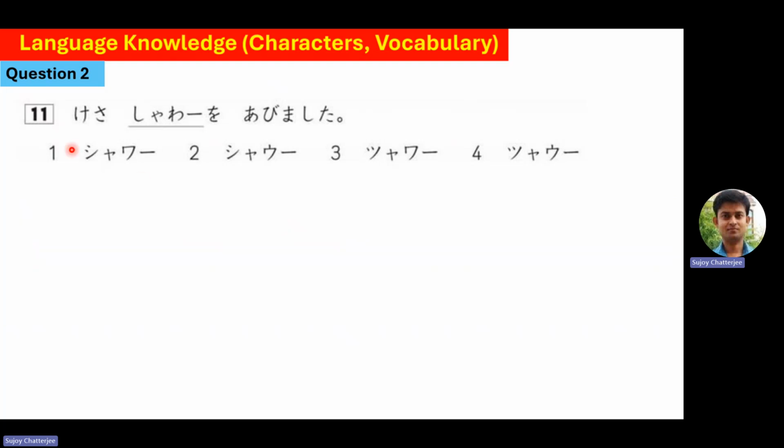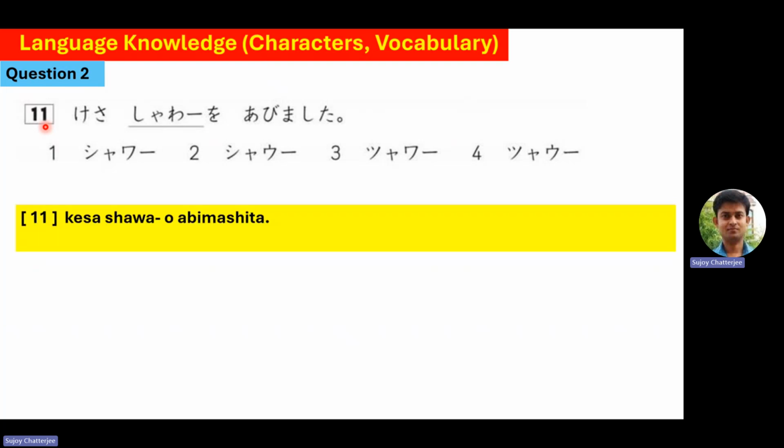So now you can see here this is mentioned as 11 because it now continues from 11. The first question had 1 to 10. Now the second question begins at 11. So what's the question? Kesa shawa o abimashita. Kesa means this morning. Shawa o abimashita means I took a shower.